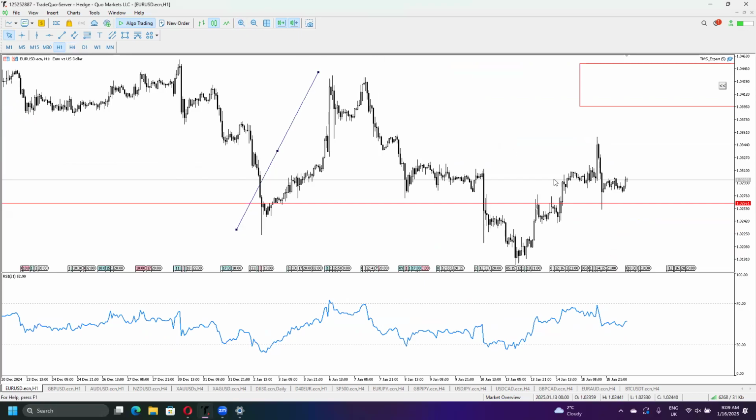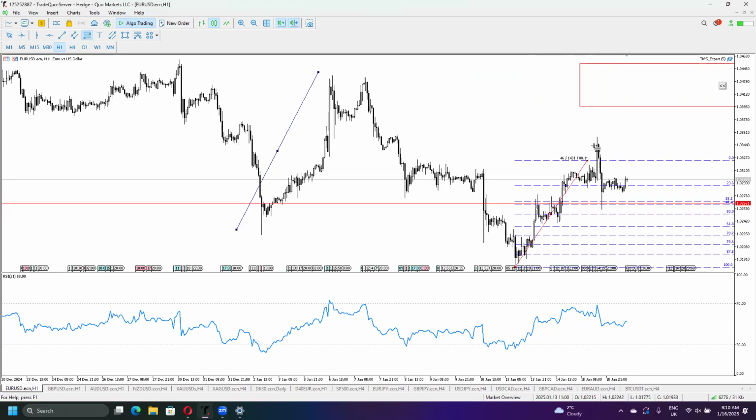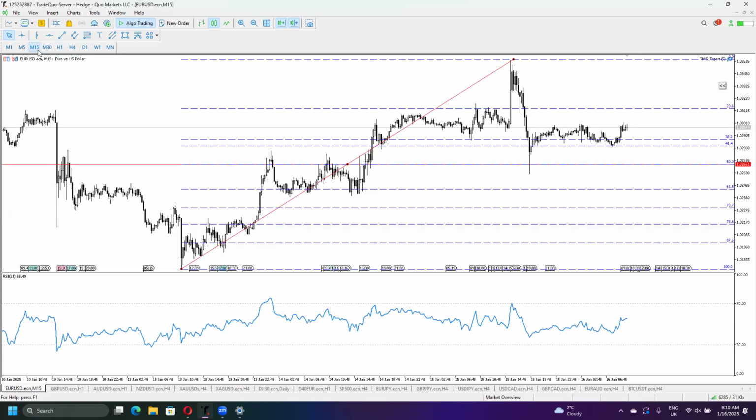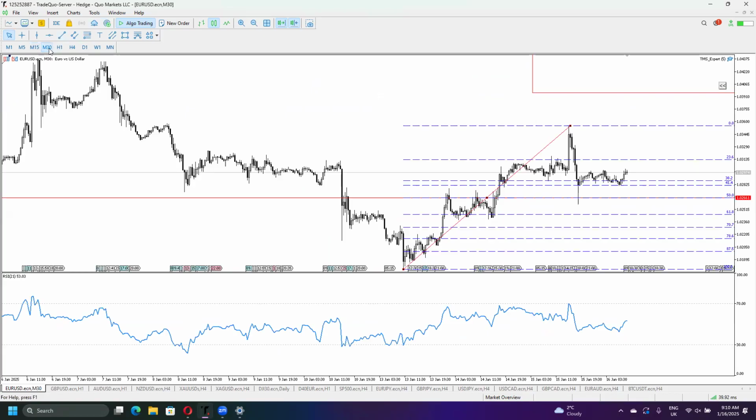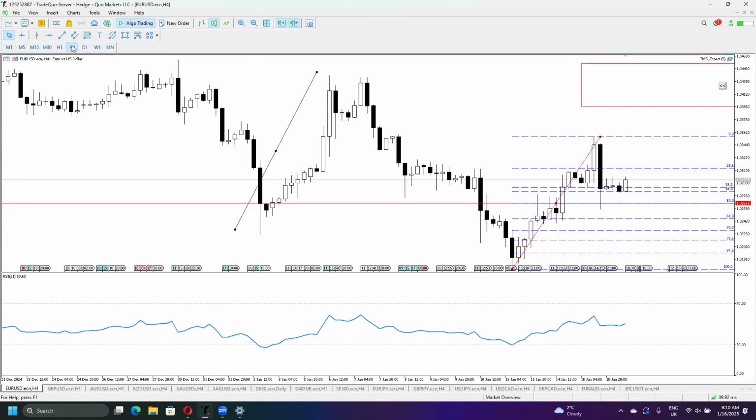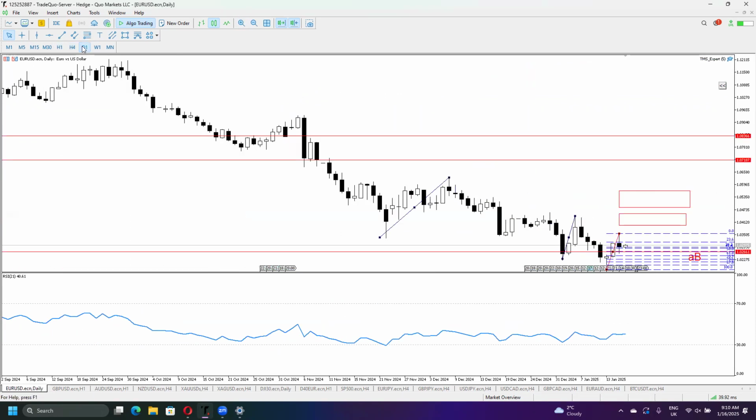So for now, if you are playing euro dollar, then what we have for now is an overbalance and a 50% correction. However, there is no candle formation here. There is only candle formation on M15 time frame. Then there is no M30 as well. There is no H1. There is no H4, and of course, there is no daily candle formation.